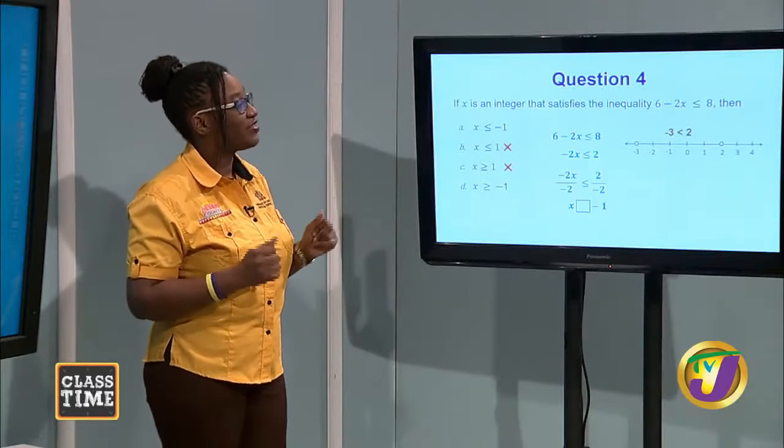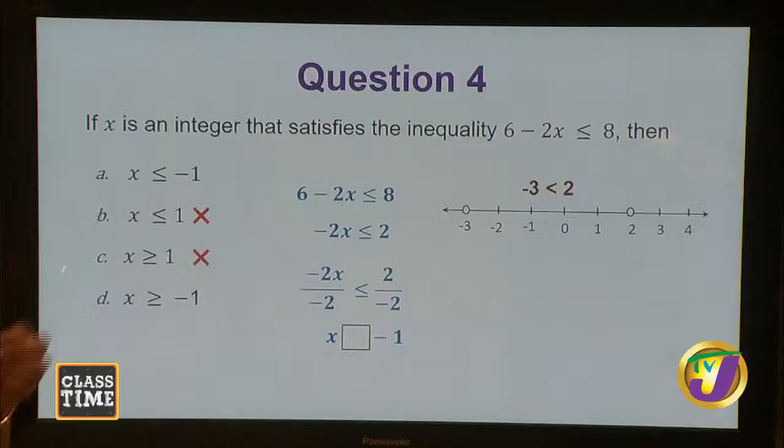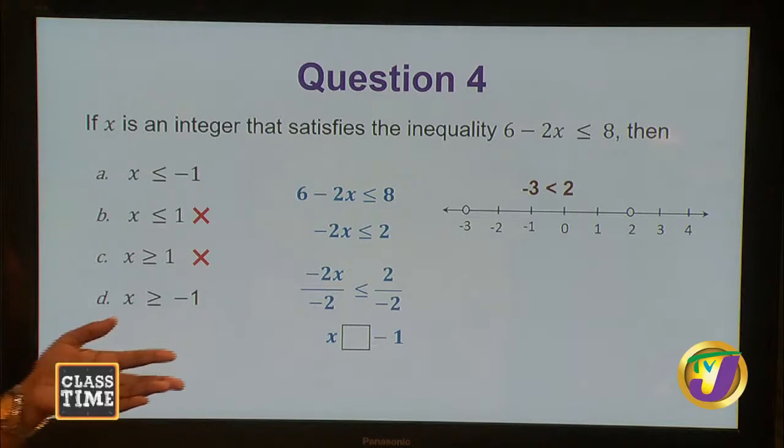So we have negative 3 is less than 2, right? Is that a correct statement, Latoya? It is, because we're looking at the number line and we're really seeing that negative 3 is actually less than positive 2. But here's my question.